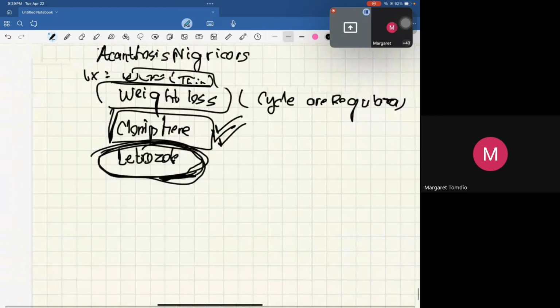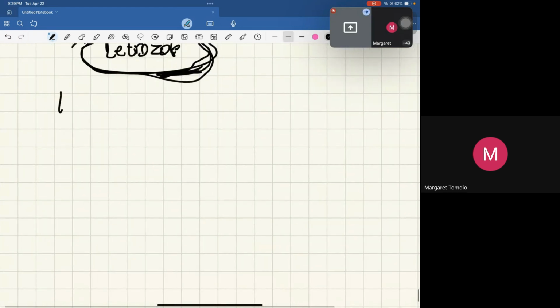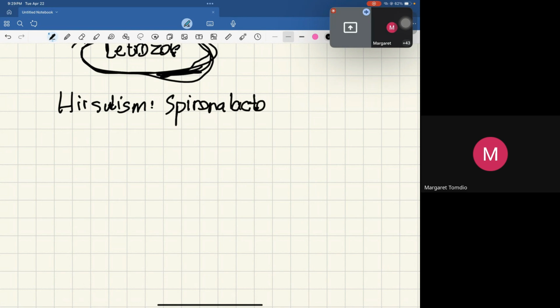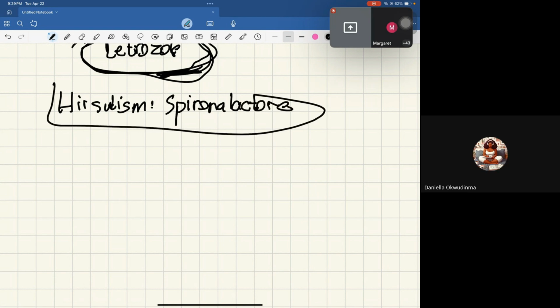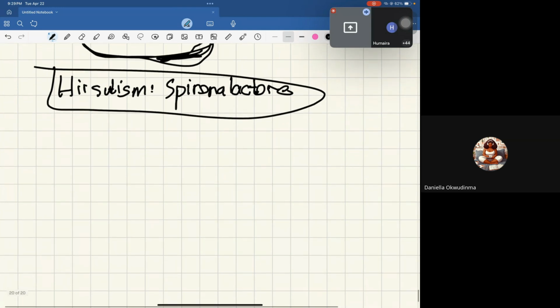And for the treatment of hirsutism, or hair present on the chin, we will give spironolactone. So spironolactone is the first line. And what is the mechanism of action of spironolactone? Androgen antagonist. Yes, it is an androgen receptor antagonist. Okay, now let us move on to ovarian tumors.